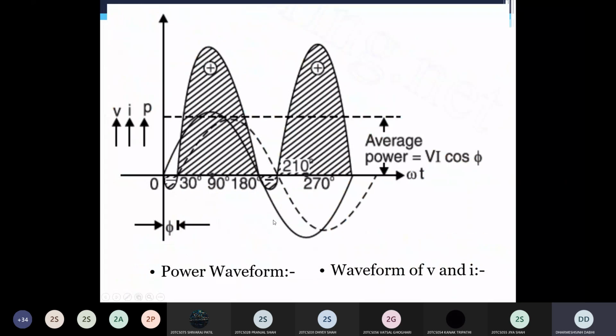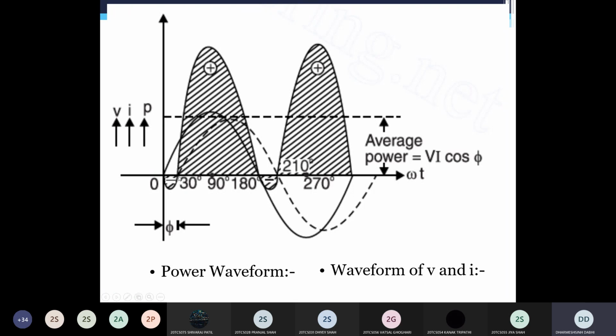Lastly, we saw how to draw the waveforms of voltage, current and power for this series RL circuit. Here we take the voltage as a reference, so voltage starts from the 0 angle. Then you can see that the current starts after 30 degrees, which is phi. It means here the current lags behind the voltage by angle phi.